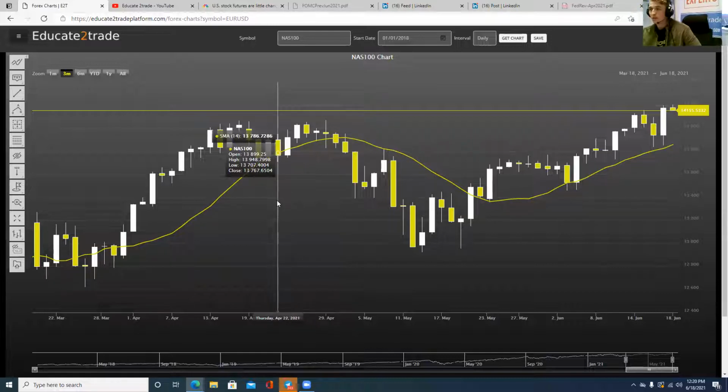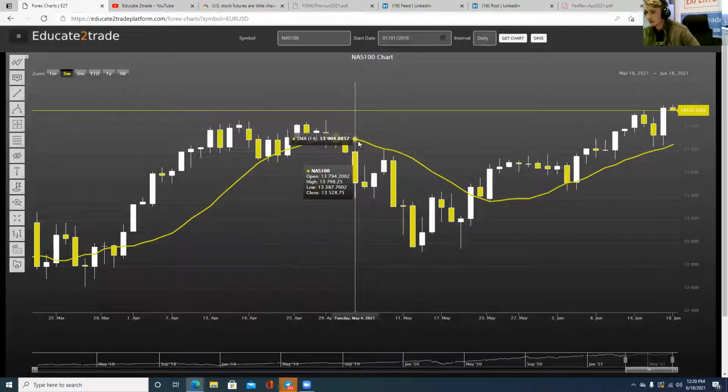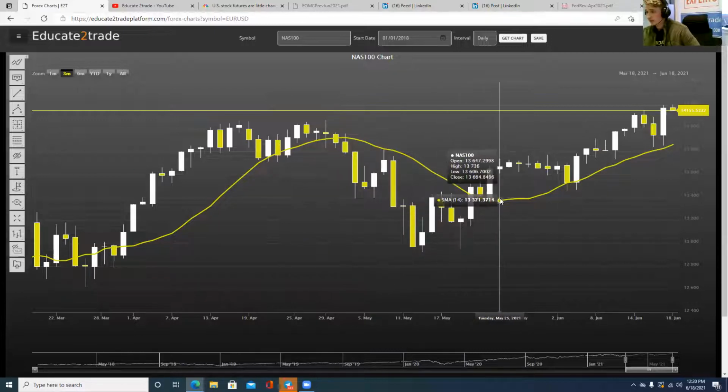average is above the candles, that might signify a change in the trend. So for example, here, now it's over the candle, it might signify a bearish trend. Or if the simple moving average is below the candles, it might signify the start of a bullish trend.